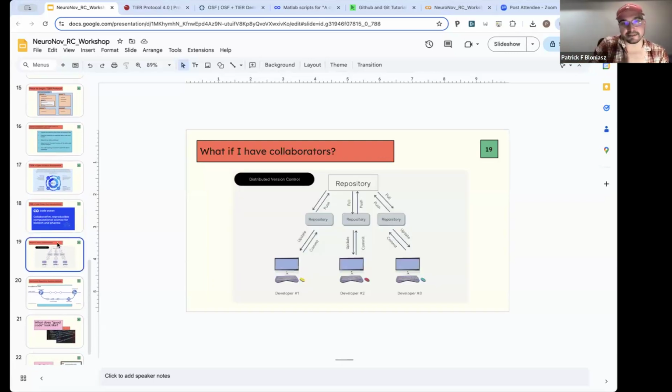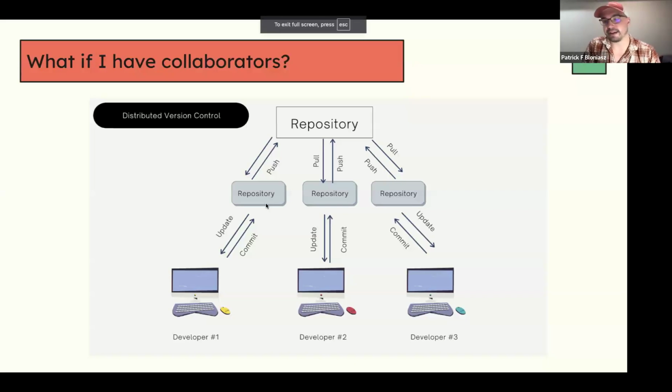So the last thing I want to quickly talk about, I'll go full screen again, is that everything I've communicated so far can in theory be done on your own. Like as one person who's developing code, running analysis, collecting data, and then communicating results. And folks are probably the most familiar with this. But what happens if I have collaborators?